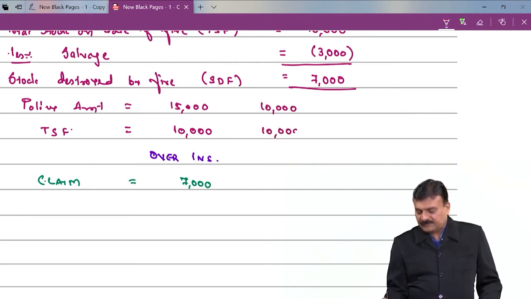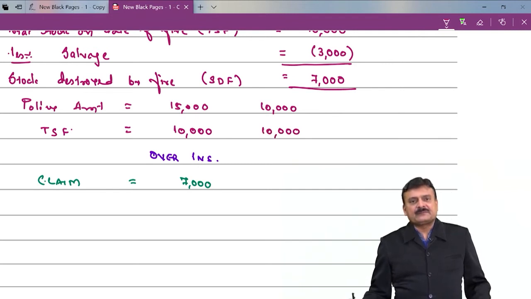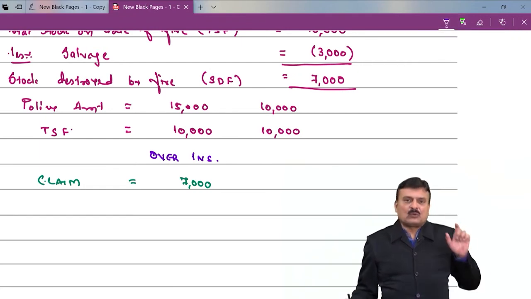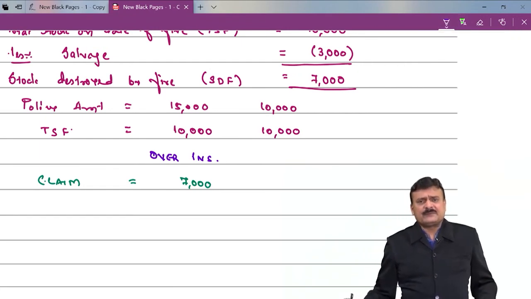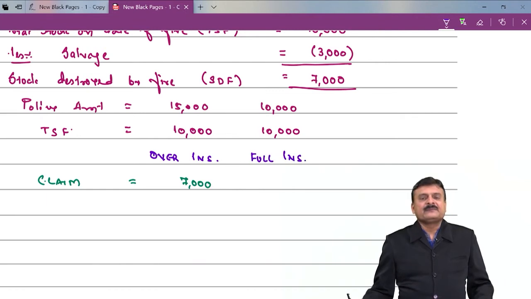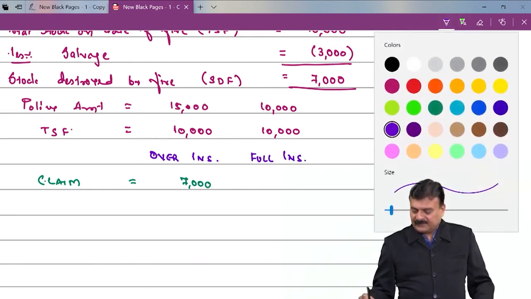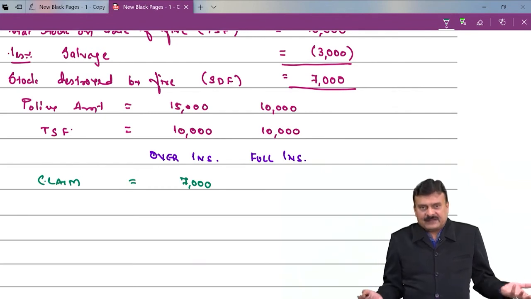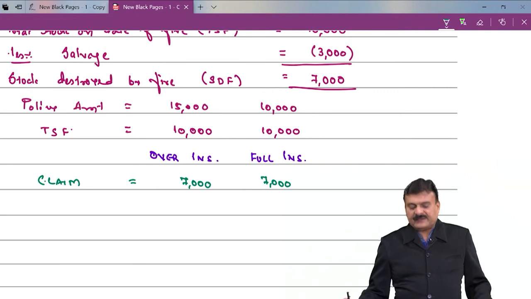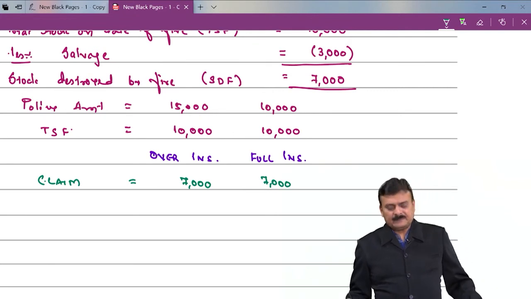Our TSF is also 10,000. What does this mean? Policy amount is just the same as the amount of stock lying in your godown. We will call it a complete insurance. Technically, we call it full insurance. Think of full insurance. So how much amount will we get? Again, we will get the full amount of loss. So your claim will be 7,000.